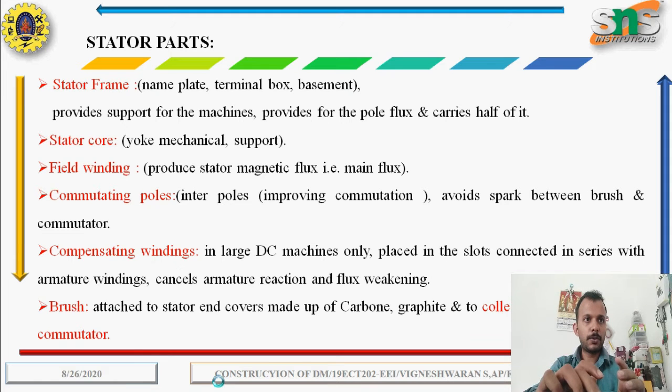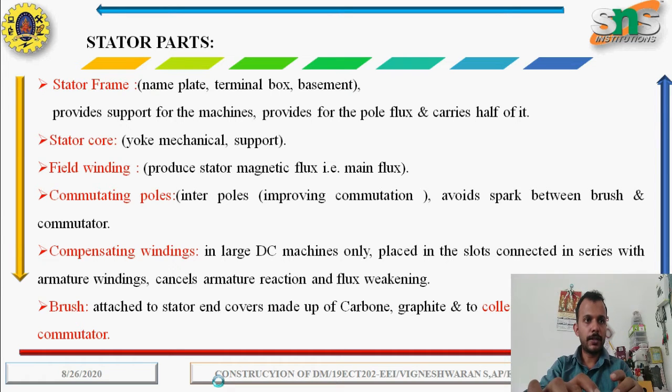Field windings produce the stator magnetic flux, the main flux. Commutator poles, also called interpoles, improve commutation. They are used to avoid sparks between the brush and commutator.